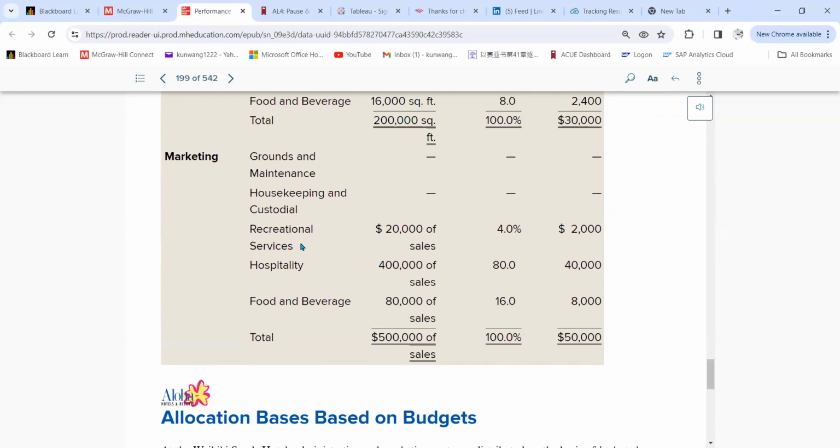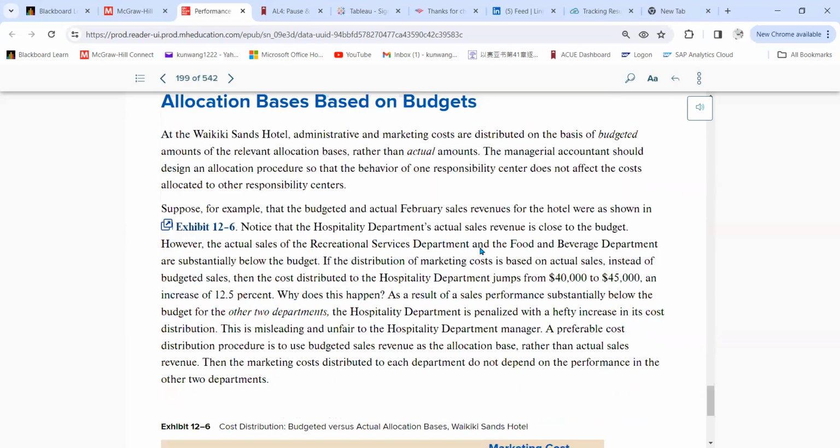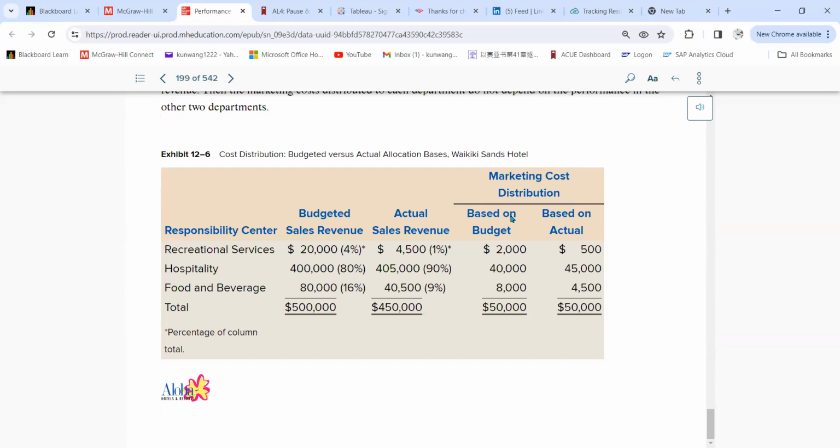For marketing, because the recreational and hospitality are the two revenue centers, they only allocate the promotion, advertisement and other advertising cost to the two divisions, and also the food and beverage. So these three divisions take all of the marketing expenses by the revenue they made. Most of the revenue is made by the hospitality, so they take 80% of the total marketing cost, 16% goes to food and 4% goes to the recreational. And then they break this down for marketing as an additional example.